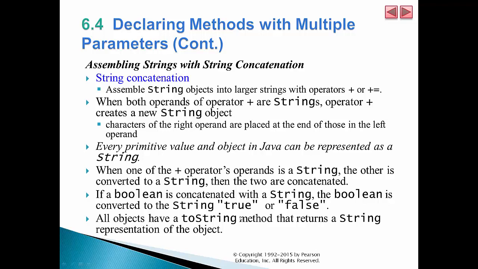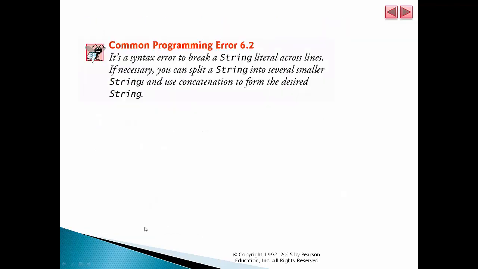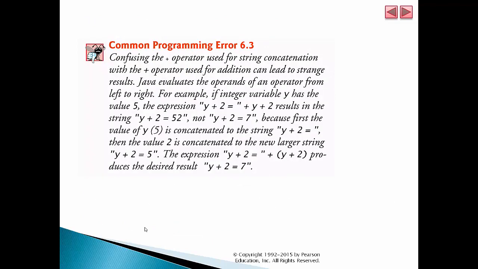So booleans, for example, get converted into true and false. Okay, or every object basically has a toString method, which can be overridden in order to provide the string representation of that particular object. Okay, so you need to understand how to distinguish this plus, the concatenation from the addition.